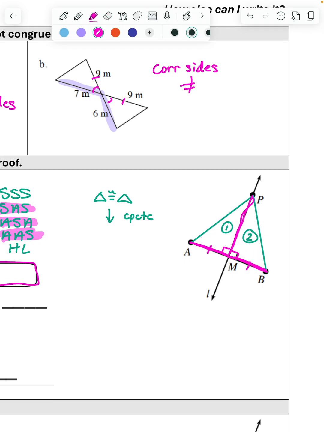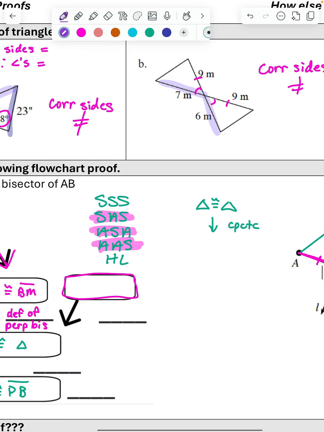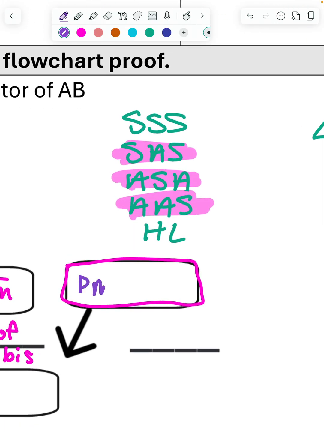One thing that stands out to me, and it stands out to me because it's honestly my favorite property, is the reflexive property. I have a shared side between these 2 triangles right here, PM. So that is one more congruent pair of sides. So I'm going to say PM is congruent to PM. And that is because of the reflexive property.